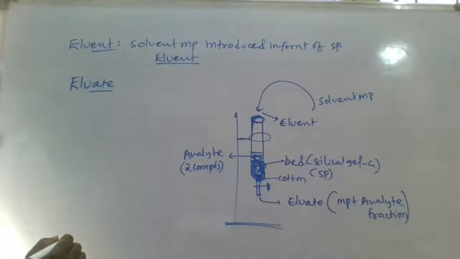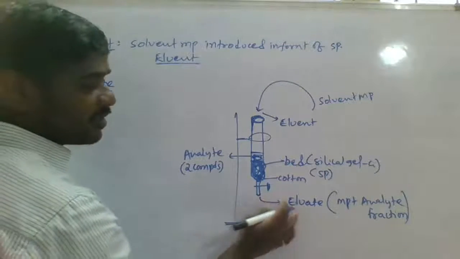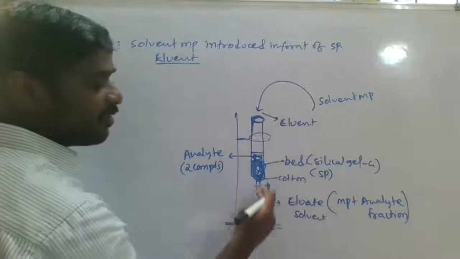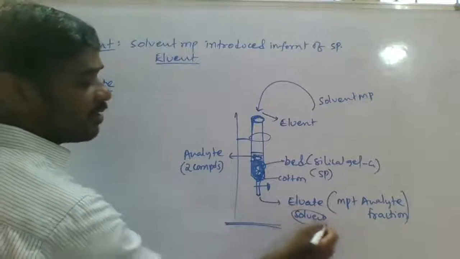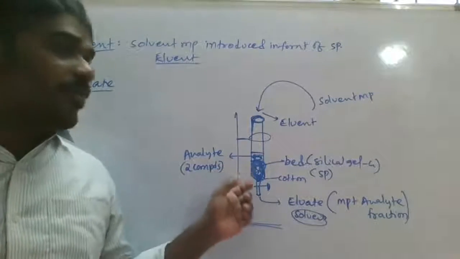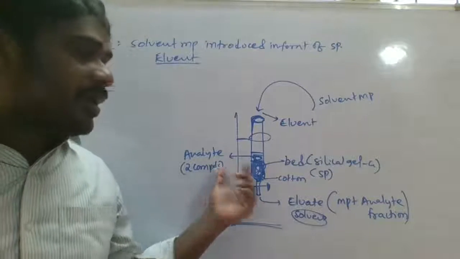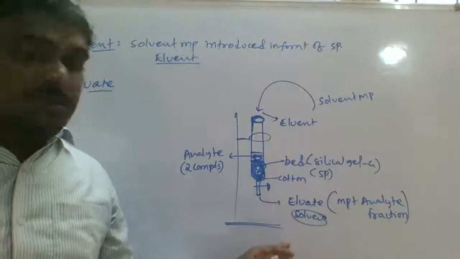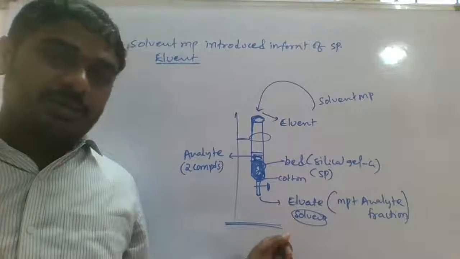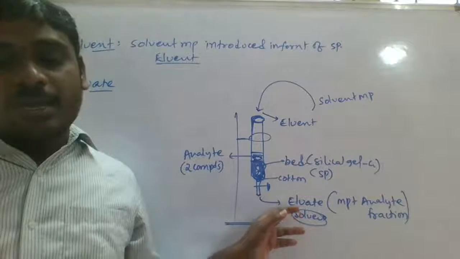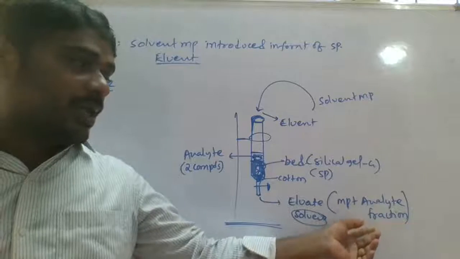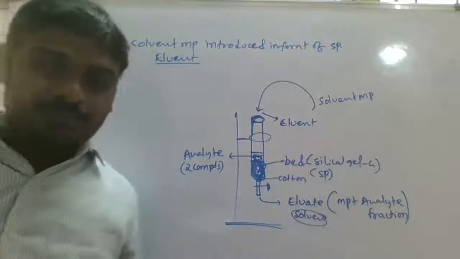Eluate means the solvent that leaves the column. The solvent is introduced here and leaves from here. So the solvent that leaves from the column, with or without any separated components, because sometimes an analyte is coming and sometimes it may not be. With or without any components, it is called the eluate. It is termed a column fraction, or a mobile phase with analyte fraction.